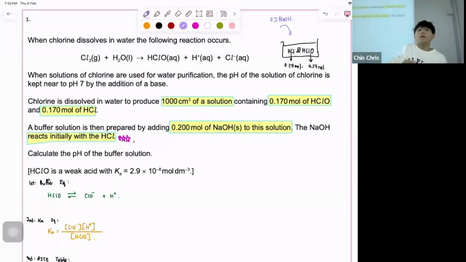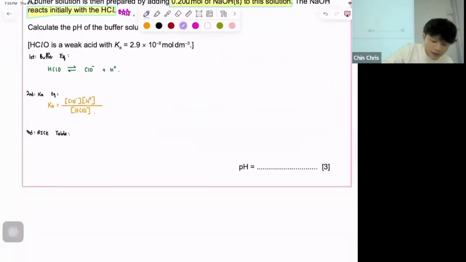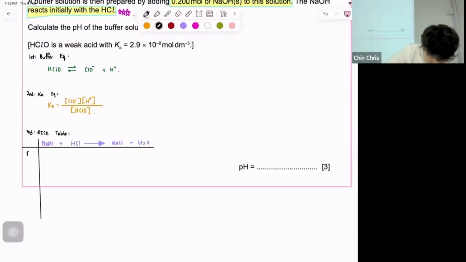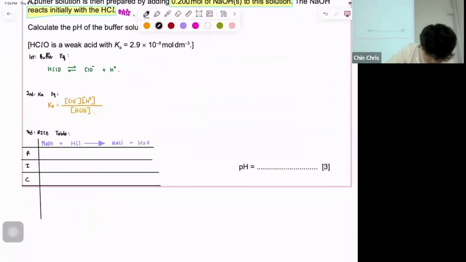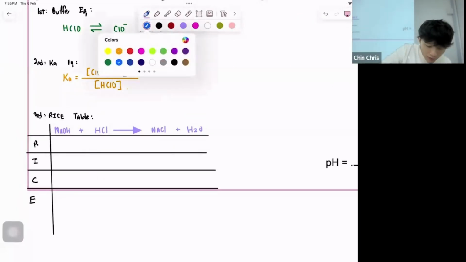It initially reacts with HCl. So guys, now I want you to tell me what is the chemical equation. NaOH reacts with HCl first, right? What is formed? H2O and NaCl, right? Good. And guys, rise table it, go. Okay, go rise table it. The ratio is 1:1:1:1, correct?